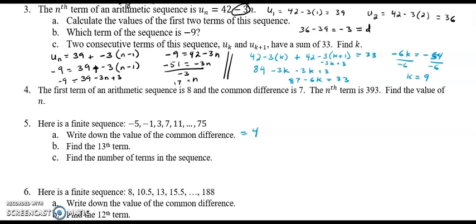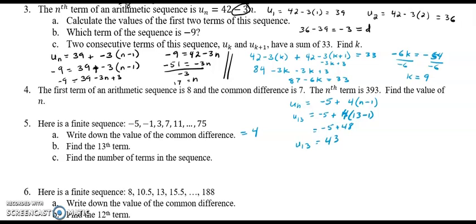What's the 13th term? Well, my general formula would be u sub n equals first term plus the common difference times n minus 1. So what's the 13th term? So what's u sub 13? Negative 5 plus 4 times 13 minus 1. So that's negative 5 plus 48, which would be 43, would be my 13th term. Okay?